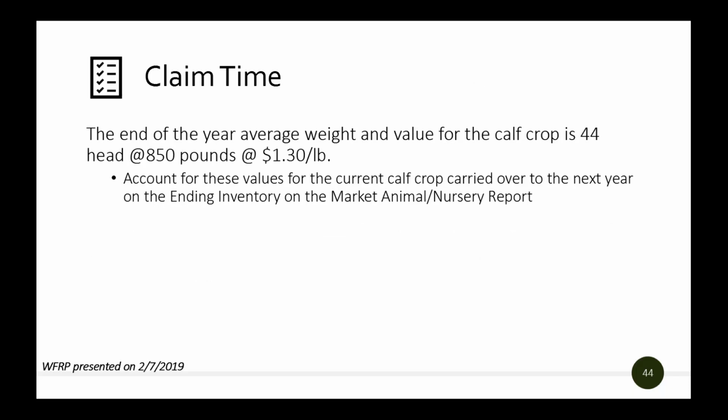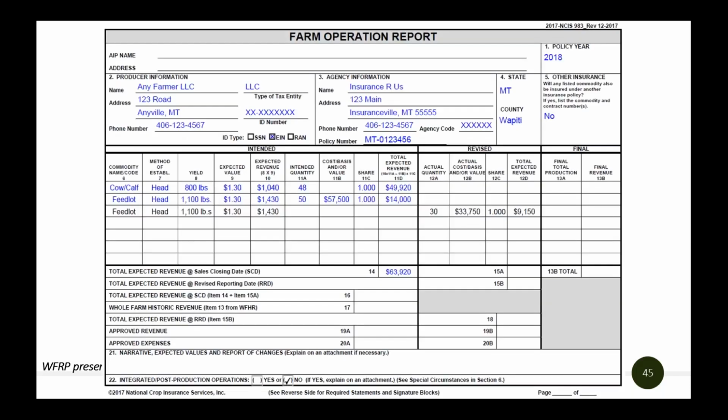The end of the year average weight and value for the calf crop is 44 head at 850 pounds for $1.30 a pound. We're going to account for these values for the current calf crop carried over to the next year on the Breeding Animal Inventory form. So we'll show you how that's looking here. So here's our form. Notice that I blanked these out because we had those changes.